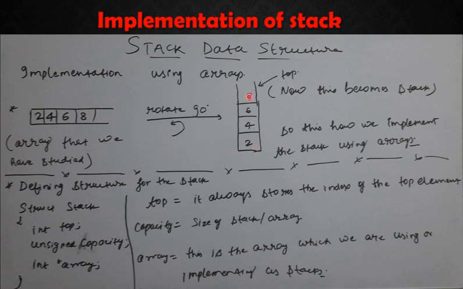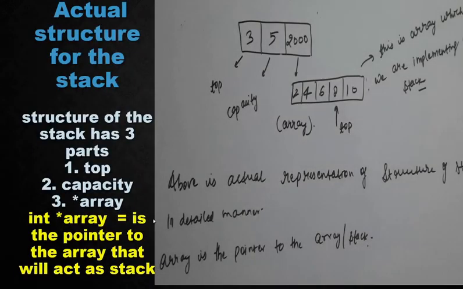So to define the stack, we need a few things. We need a pointer which always points to the topmost element of the stack. We need the capacity of the stack, and we need a pointer which will store the address of this array, right? So to combine this, we can say that we need a structure, right? That's why the structure for a stack will look like this. Okay, let's go into the detail about this.